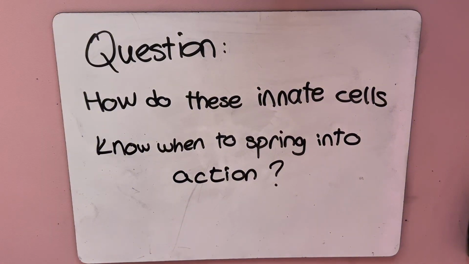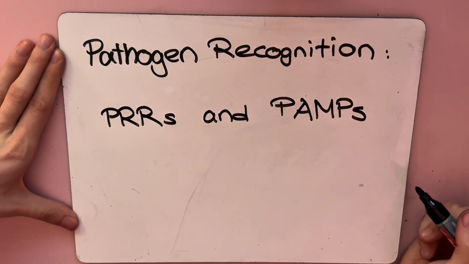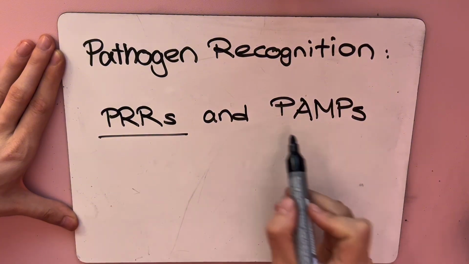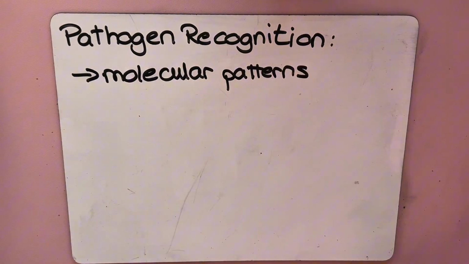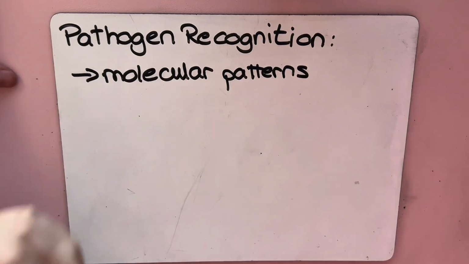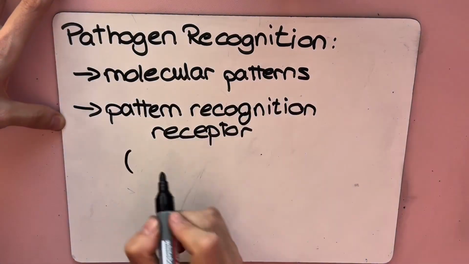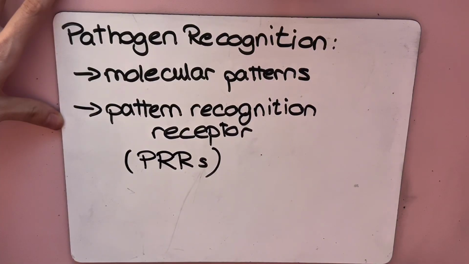So here we have a question. How do these innate cells know when to spring into action? Pathogen recognition via PRRs and PAMPs. Let me explain. One of the remarkable features of the innate immune system is that it can instantly detect that a microbe is present even if the body has never seen that microbe before. It does this by recognizing certain molecular patterns that are common to many pathogens. Innate immune cells have built-in sensors called pattern recognition receptors, shortly PRR, on their surface or inside the cell.